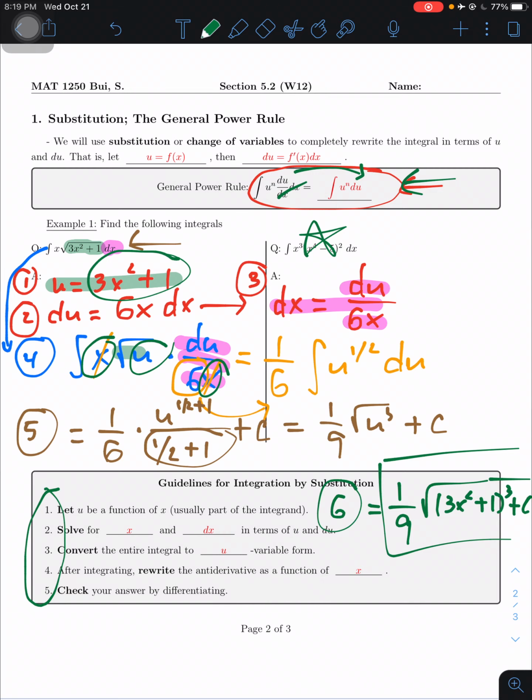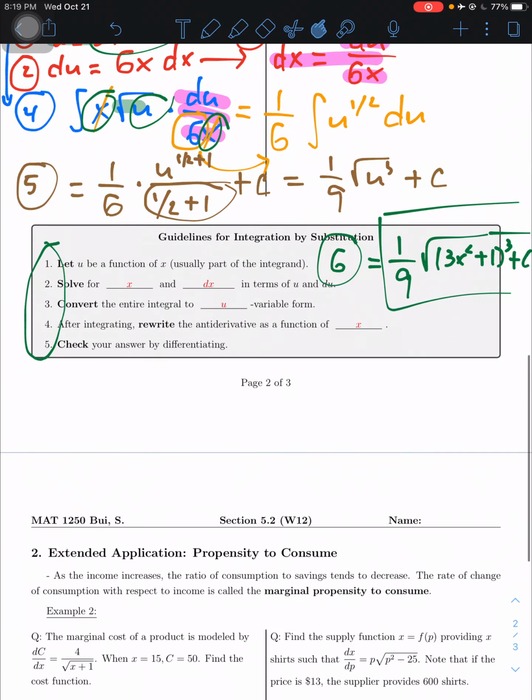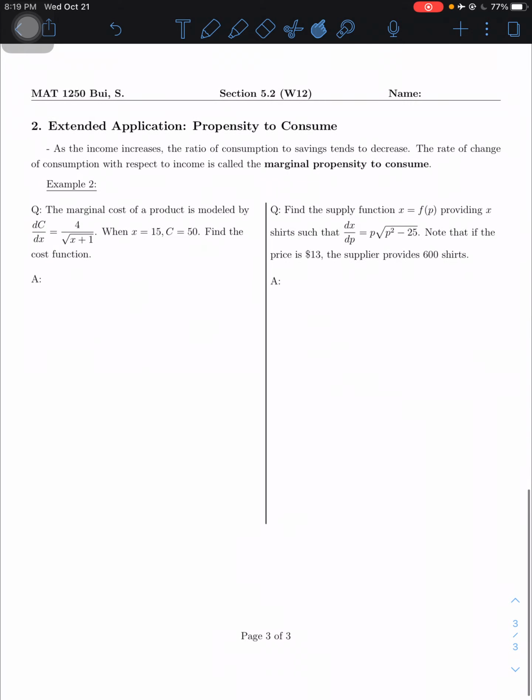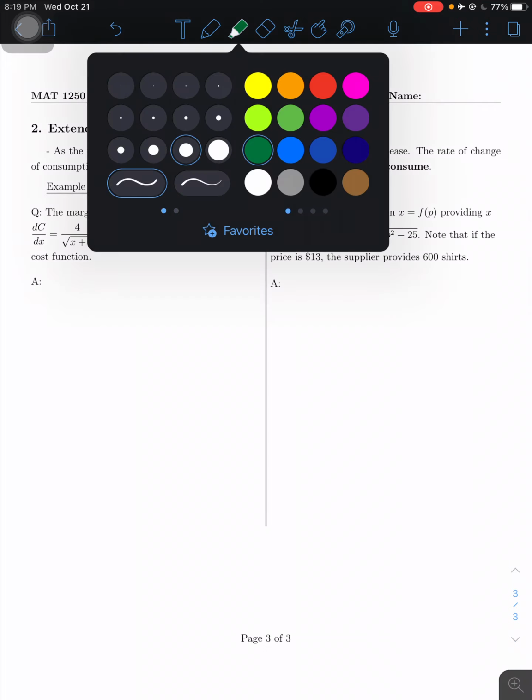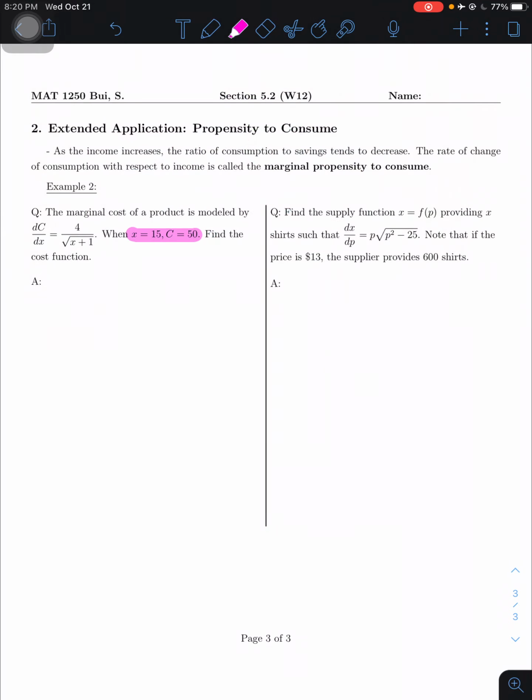Okay, and now let's talk about the other objective, extended application: propensity to consume. Oh yeah, this one, you're gonna see this one on a test too, but it's similar. It's a similar procedure to what we did in the past. So we're gonna have some initial condition, let me highlight in pink again, and then we're gonna have some function to take the integral of, right?